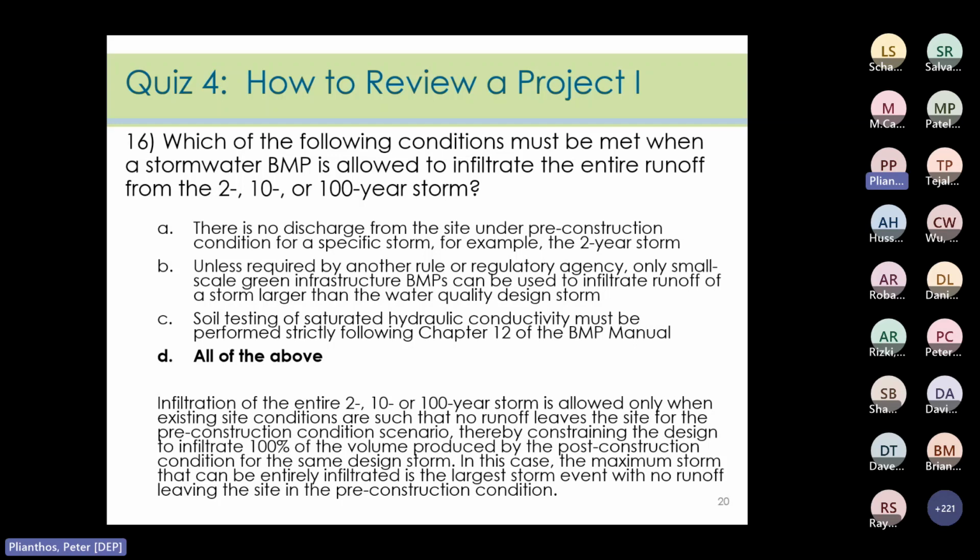And then the answers for B and C paraphrase what is found in the rules, that only small-scale GIBMPs can be used to infiltrate runoff of a storm larger than the water quality design storm unless required by another rule or agency. And soil testing of saturated hydraulic conductivity must be performed strictly following Chapter 12 of the BMP manual.